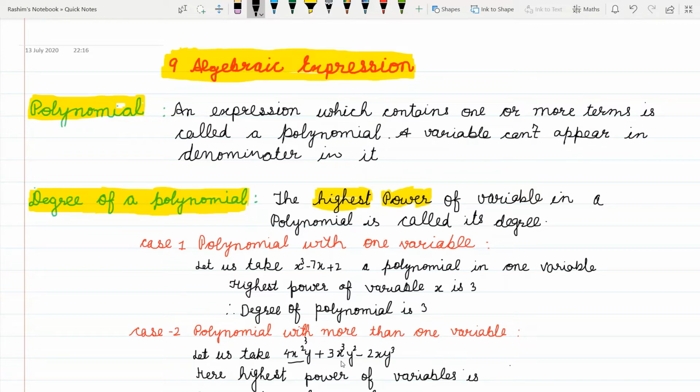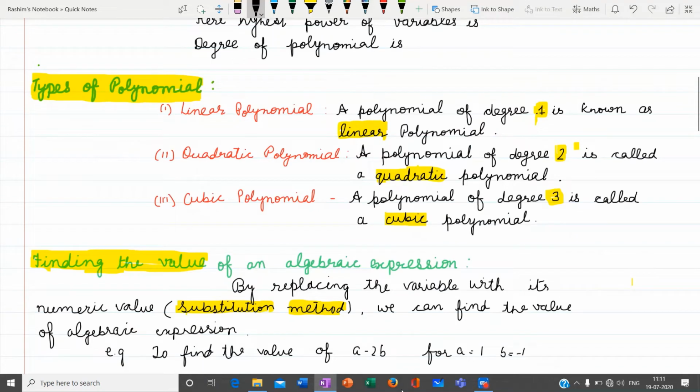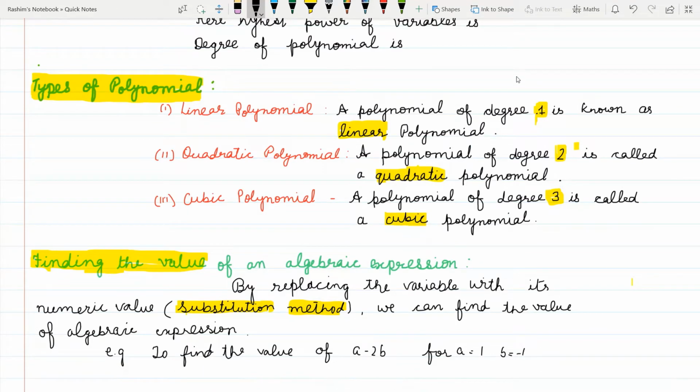Okay, and here in 3x cube y square, x has power 3, y has power 2. It means the total power of this term is 5. And here minus 2xy cube, the power is 1 plus 3, 4. So the highest power is 5 here. This 5 is the highest power of this polynomial. Okay, so we will write here the highest power of variable is 5. So the degree of polynomial is 5, you can see, right?